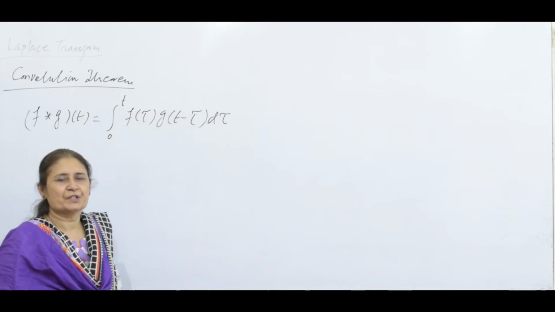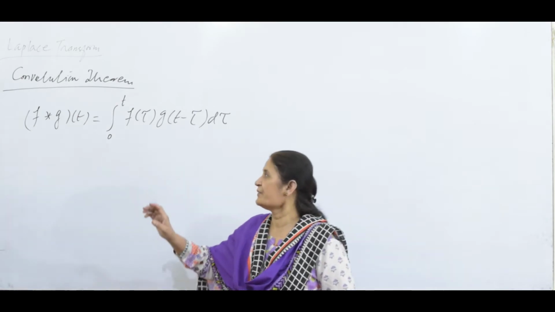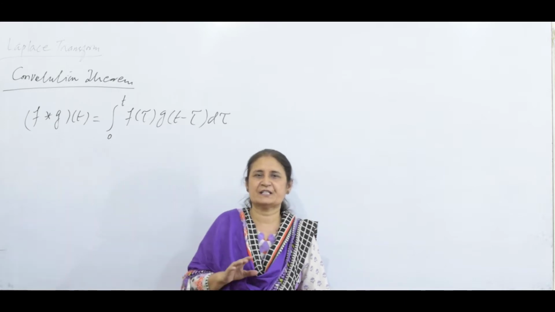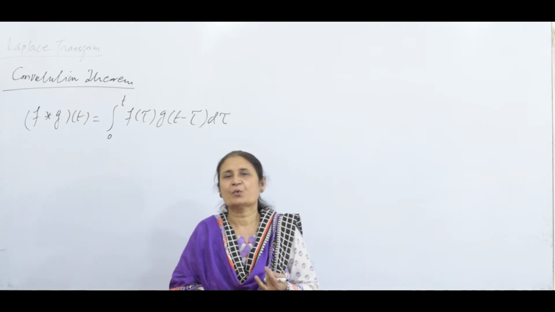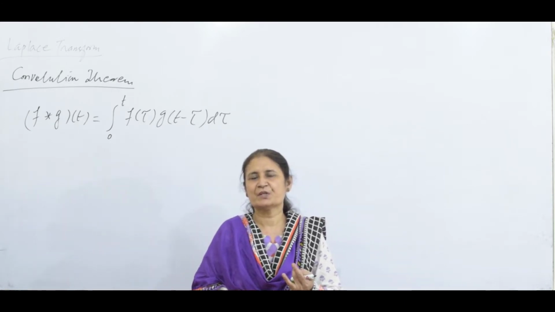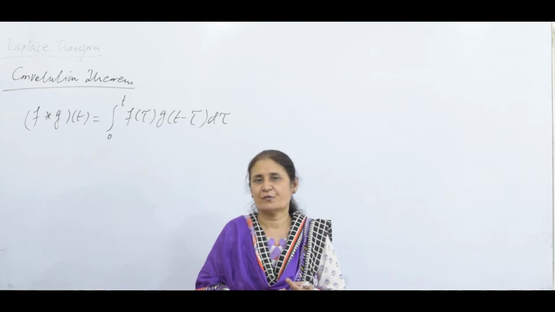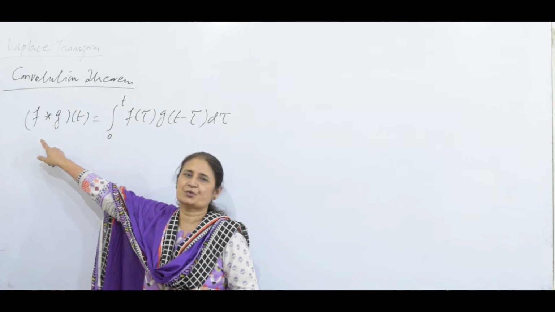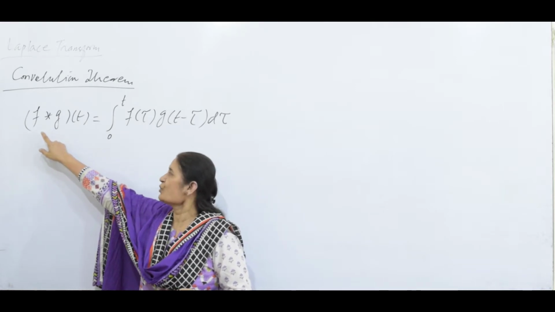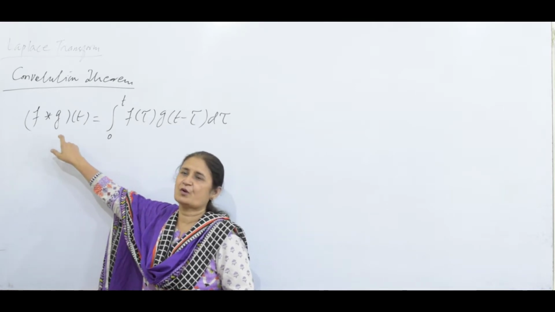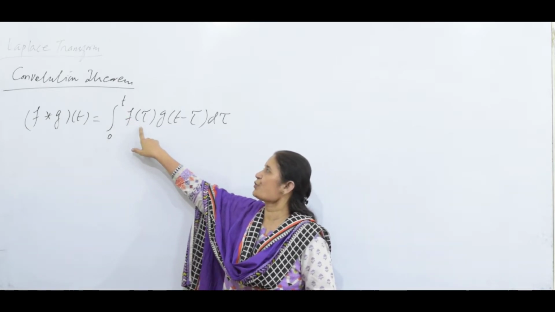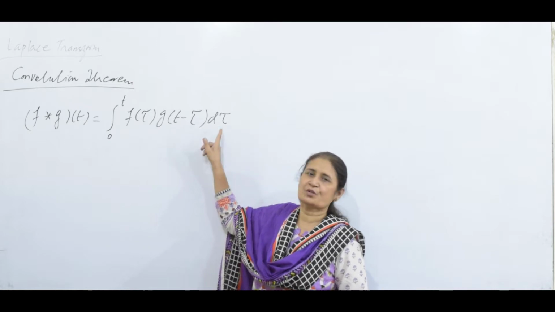So the convolution theorem states that if f(t) and g(t) satisfy the conditions of the existence theorem, meaning number one, they are piecewise continuous, number two, they are of exponential order, then the convolution f * g is defined like this: integral from 0 to t of f(tau) g(t minus tau) d tau.